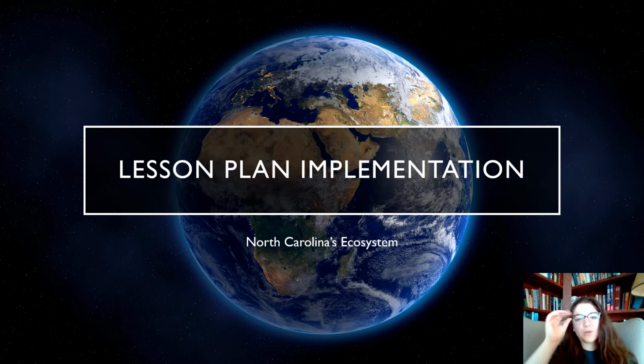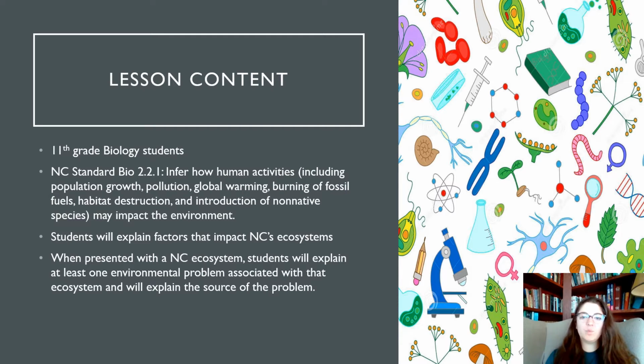Hello, this presentation covers how Lesson 3 of my unit plan titled North Carolina's Ecosystem will be implemented in my classroom. This lesson will be taught in an 11th grade classroom and we use the NC Standard Bio 2.2.1, which states that students should infer how human activities may impact the environment, specifically what factors impact North Carolina's ecosystem.